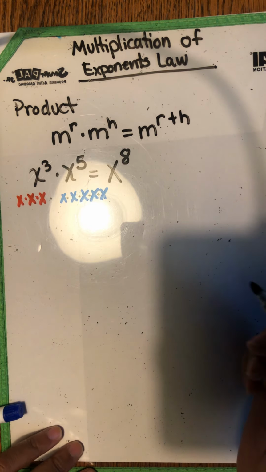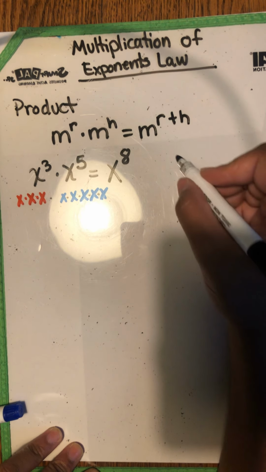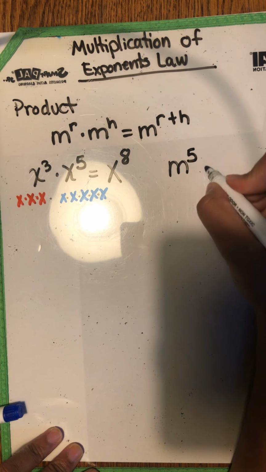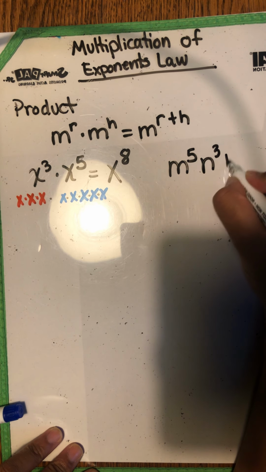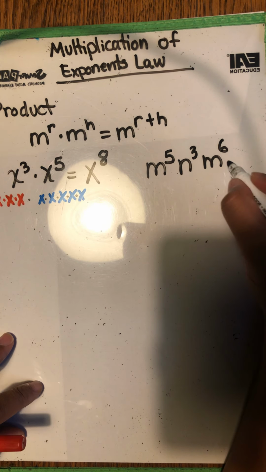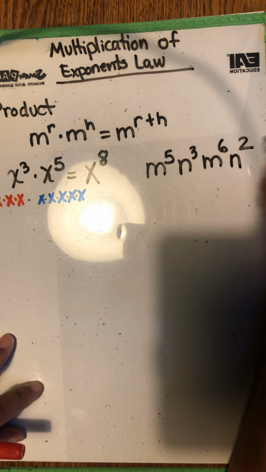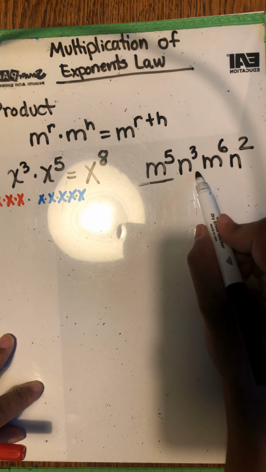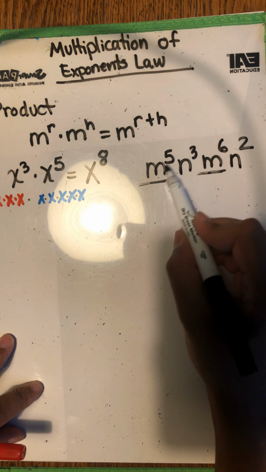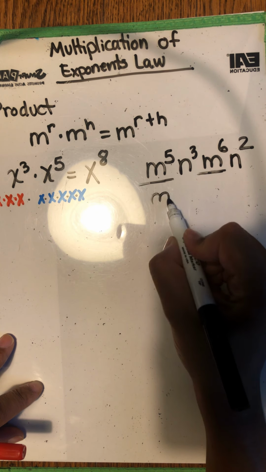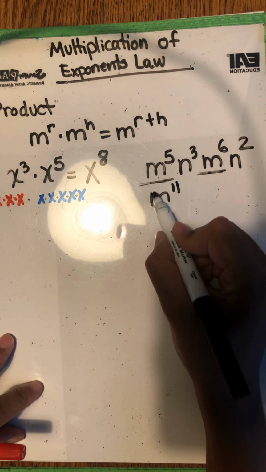Now this goes for any type of variable. So if I have m to the 5th, n to the 3rd, m to the 6th, let me see if I can squeeze it in, there we go, and n to the 2nd. Well, let's see, do I have any other m's I could put together? Yeah, let's smush these together. I have 5 m's and 6 more m's. How many do I have altogether? I have 11 m's together.